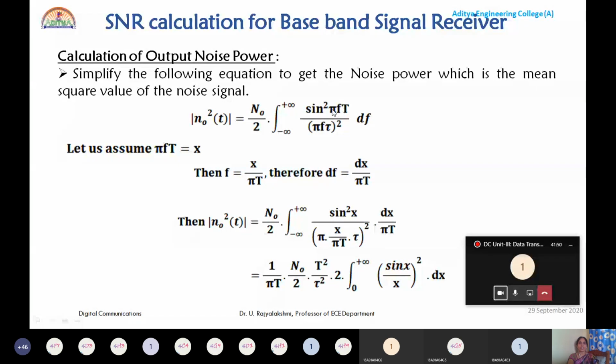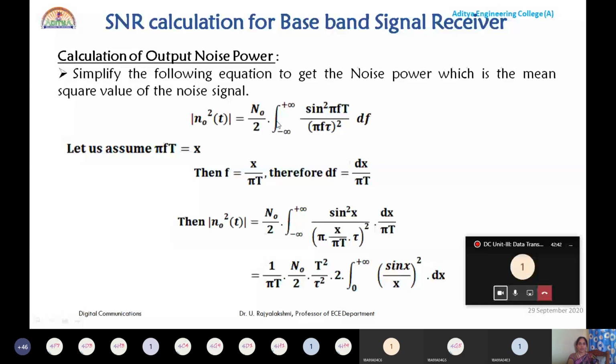So by assuming pi f t as some x, please assume pi f t as some x. If you assume pi f t as x, here you need to replace f. So f will be x by pi t. Therefore, df will be dx by pi t. Here pi t is independent factor. Okay, df will be dx by pi t. So n0 square of t, please substitute these values in the general expression. And when f is infinite, x will also be infinite. So limits will be as usual to the earlier case, that is minus infinite to plus infinite.